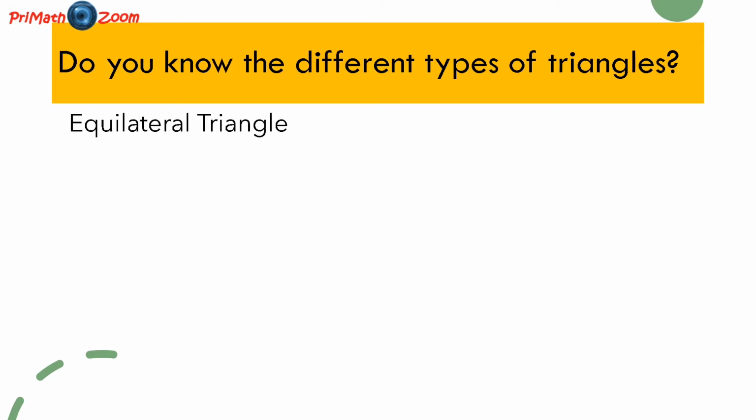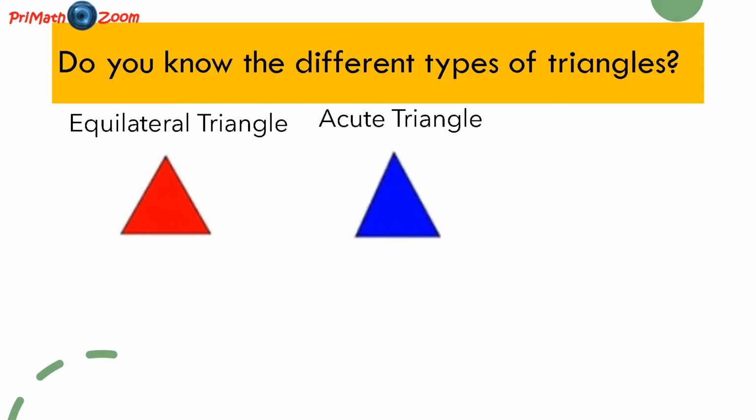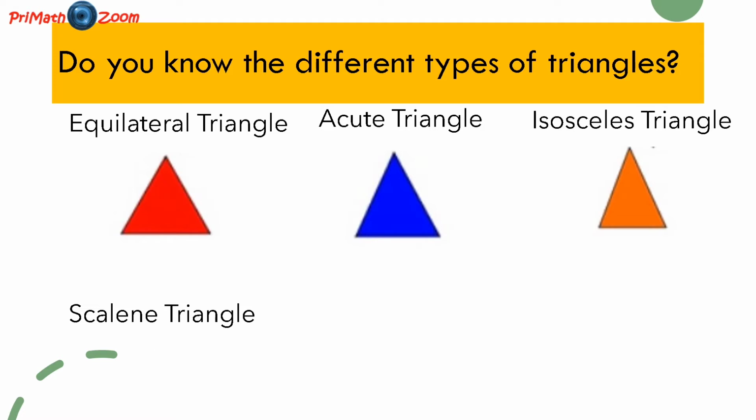We have the equilateral triangle, where all 3 sides are equal in length. We have the acute triangle, where we only have acute angles. We have the isosceles triangle, where we have 2 sides of the same length and the other of a different length. We have the scalene triangle, where all the lengths have different measurements.